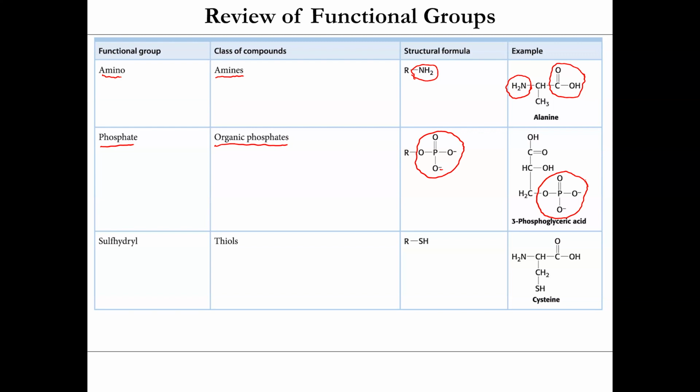And then the last group we're going to talk about are sulfhydryl groups. The class of compound that contains these are thiol molecules. This is a sulfur-containing group, so just SH shown here. And they can also lose or gain that proton. An example of this would be the amino acid cysteine. You can see it has this thiol group right here.